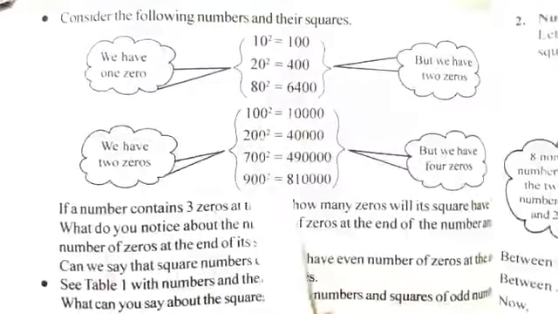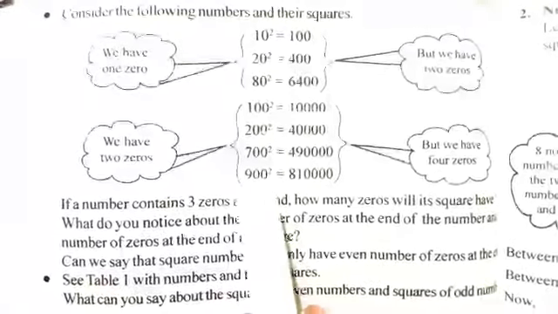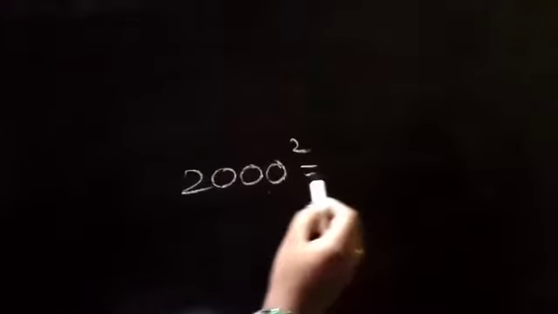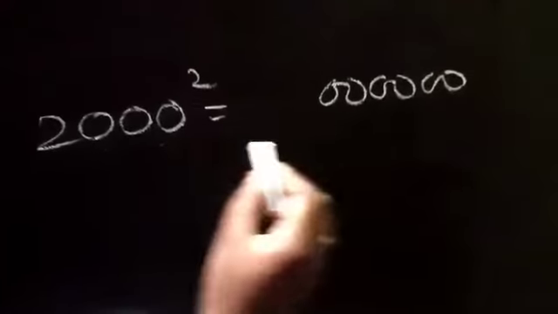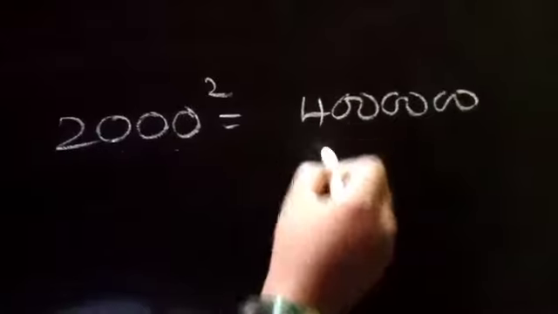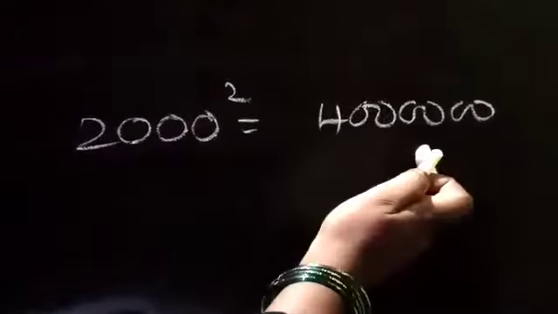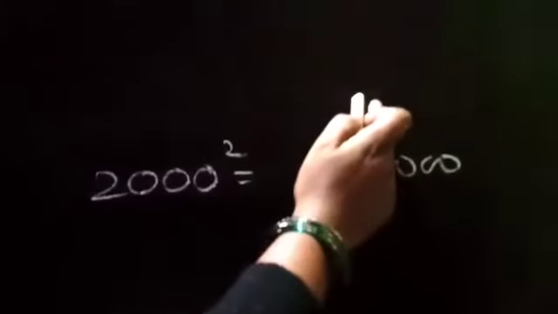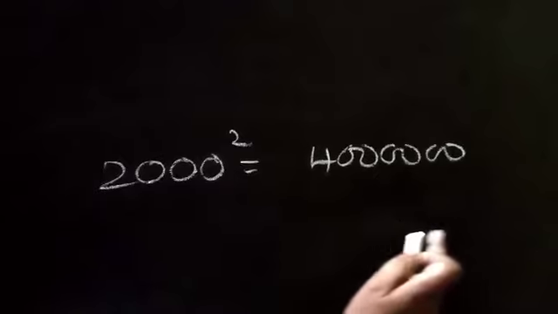So here double 0 means here we should write 4 zeros. Suppose if you get here 3 zeros, like 2000 square, means we should write here 6 zeros, and 2 twos are 4 we should write. So whatever it is there, that double we should write here. 2 zeros means 4 zeros, 3 zeros means 6, 4 zeros means 4 twos are 8 zeros we should write.